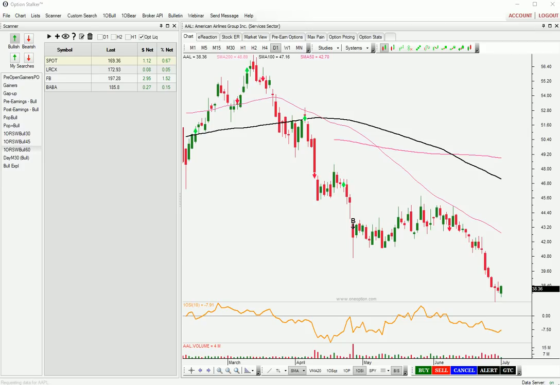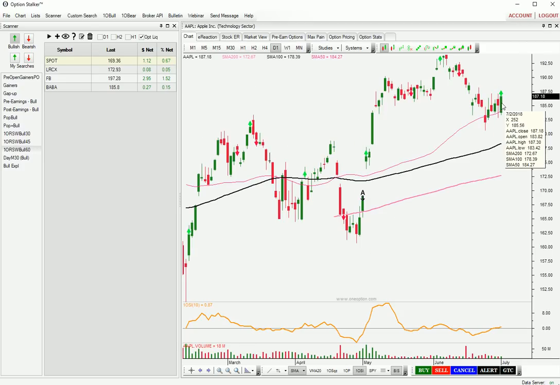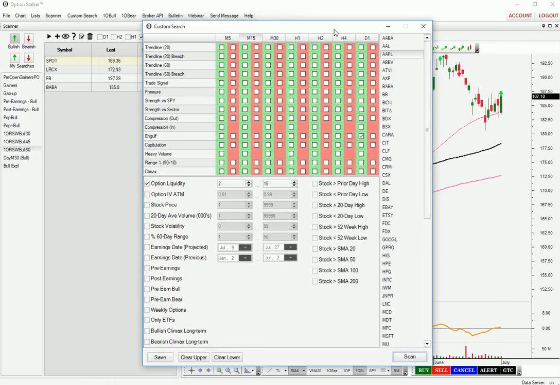I'll click on the next one, and Apple. So here's what I love to do the next day, especially if the market opens lower. Show me a stock with good option liquidity. Show me a stock with an engulfing pattern. Show me a stock that is trading above the prior day high. So this stock is not only above the prior day close, it's above the prior day high.